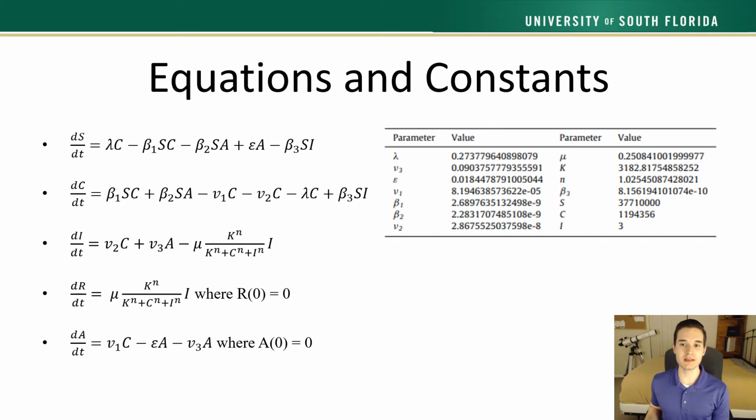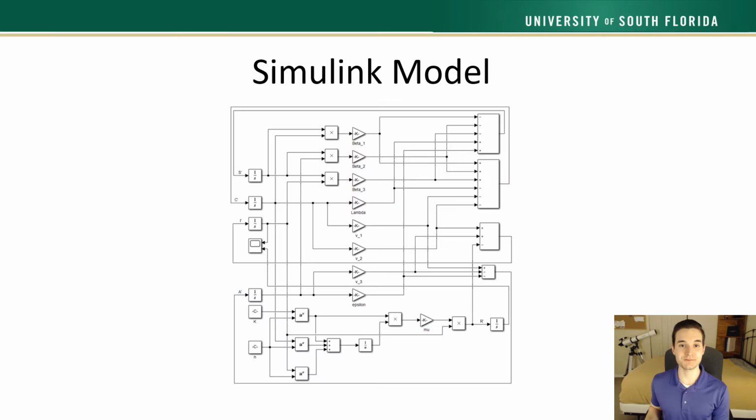For the constants, lambda represents the discharge rate from quarantine, beta 1, beta 2, and beta 3 represent the average contact rates between population S and population C, A, or I. Epsilon is the self-recovery rate from asymptomatic patients. V1, V2, and V3 represent the rate of patients transitioning from one population to another. Mu is the maximum average recovery rate, and K and N represent the average capacity of clinics and hospitals and were determined from threshold behaviors.